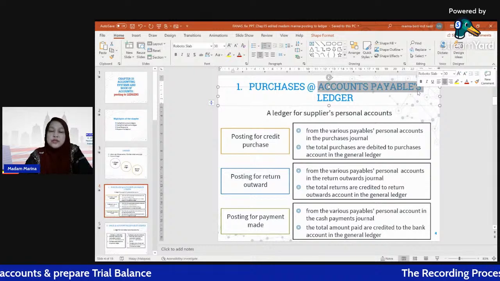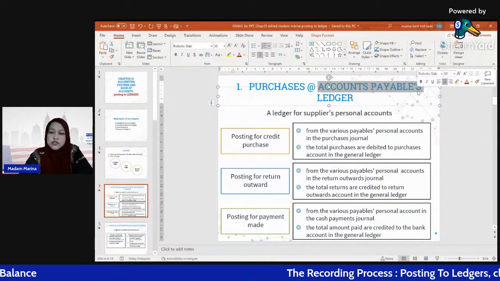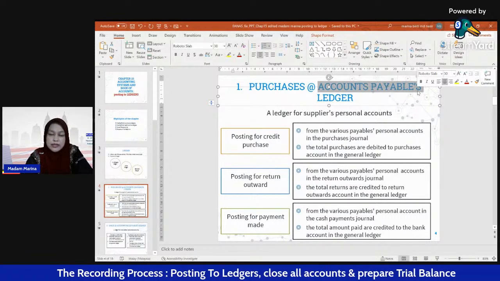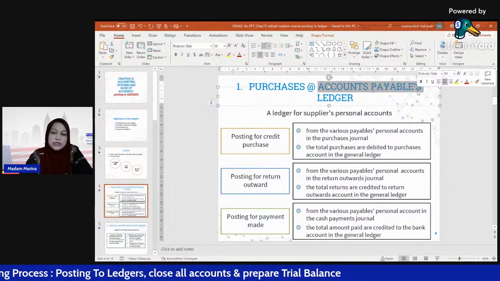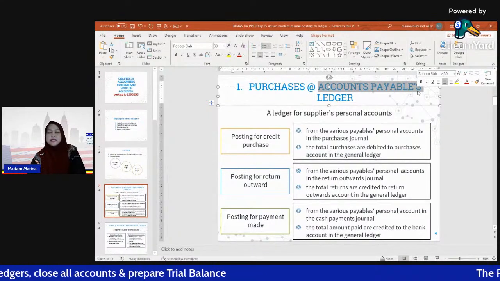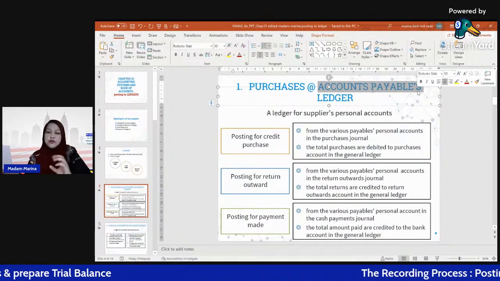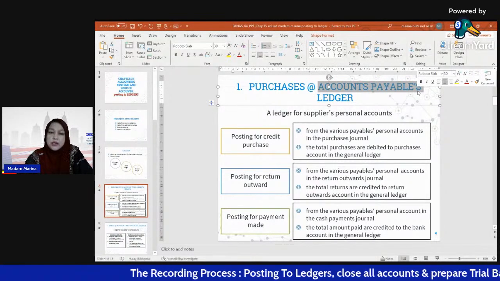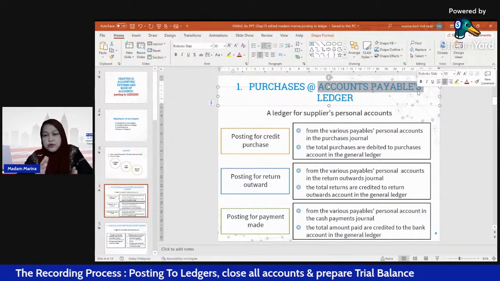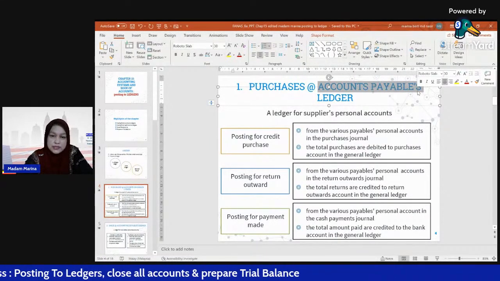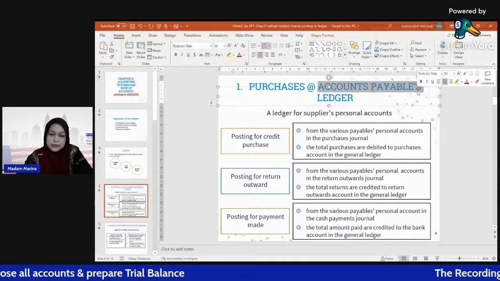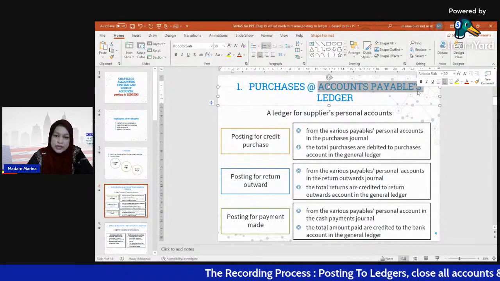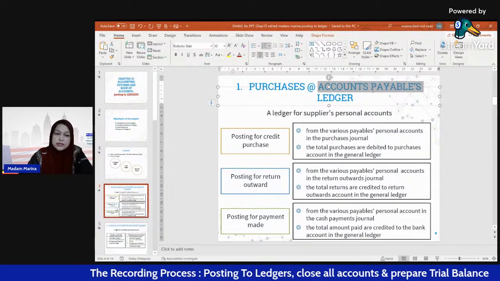Next is posting for returns outward. Returns outward also need to be transferred to accounts payable or the purchases ledger when there are returns related to goods that we purchased from accounts payable. And the last transaction for recording in the purchases ledger is posting for payments made. When we make a payment to our accounts payable, of course we need to record it in the purchases ledger, either if we pay in cash or by check. So this is the purchases ledger.